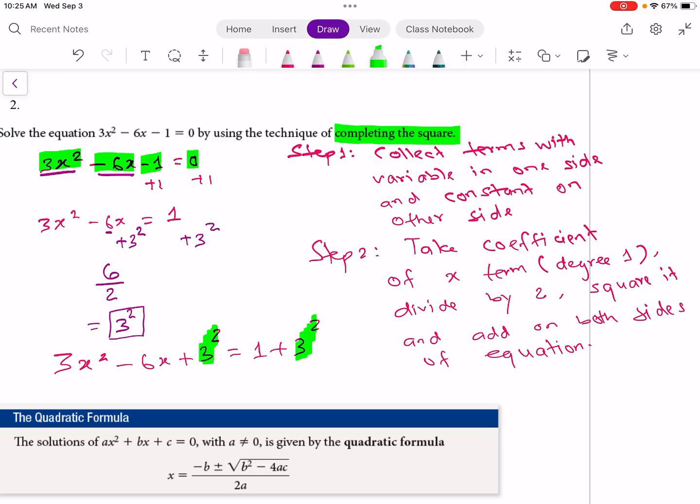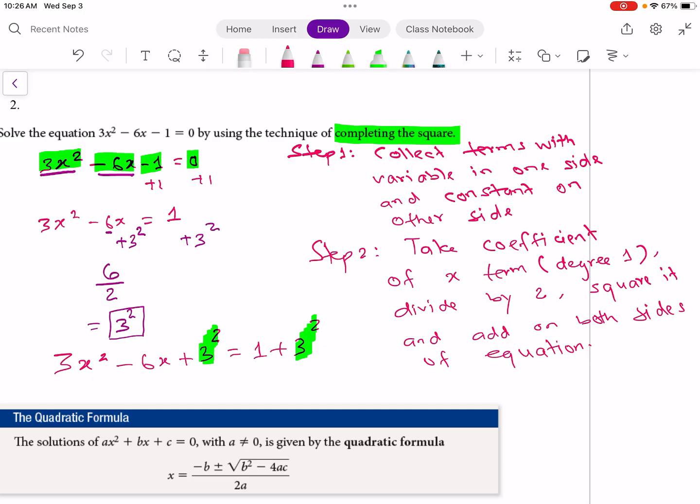If the coefficient of x is 8, what number do we add on both sides? You divide by 2. 8 divided by 2 is 4. You square it. 4 square. You are adding 4 square on both sides. Okay. If the coefficient of x is 2, then you divide by 2. 2 divided by 2 is 1. You square it. 1 square. You are adding 1 square on both sides. Okay. So it's not that we are adding 3 square every time. It depends on the coefficient of x. Okay. This is our step 2.